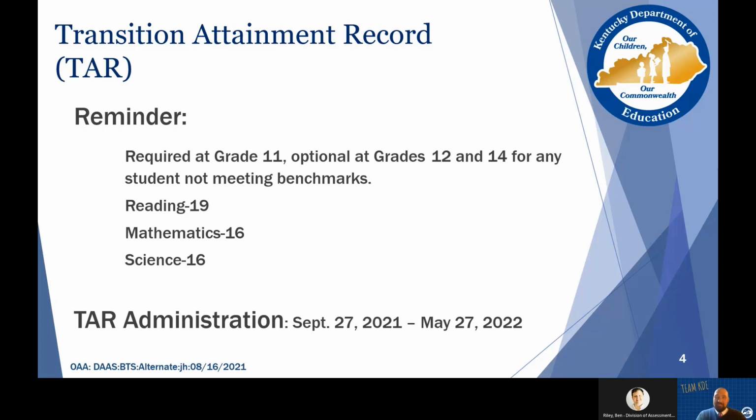The TAR is made available to students at grade 12 who may not have reached the benchmark of 19 in reading, 16 in mathematics, and 16 in science on the grade 11 attempt. For any student who stays past grade 12, what we refer to as grade 14, those students may also attempt the TAR if the benchmark has not been met. The TAR training and administration is set to open September 27th, and it will remain open until May 27th of 2022.